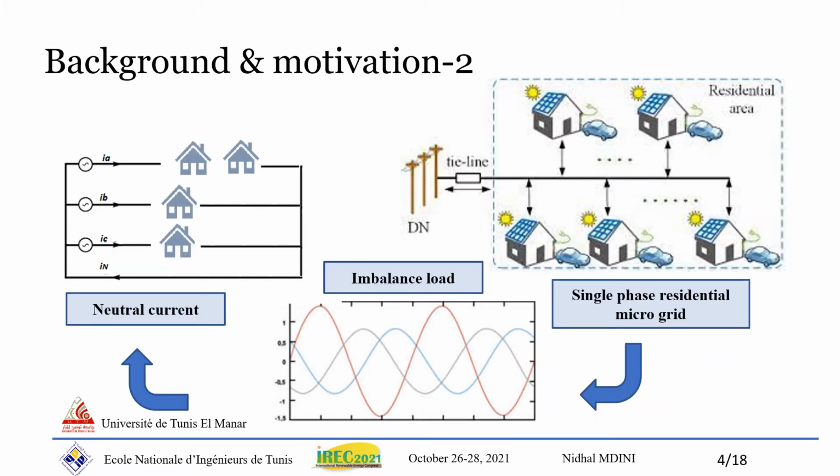Residential distribution is generally carried out in single phase. This topology creates an imbalance on the low voltage microgrid, since the power consumption is not equitable over the three phases. Consequently, a current flows on the neutral wire. This imbalance and the neutral power must be taken into account in the microgrid control.